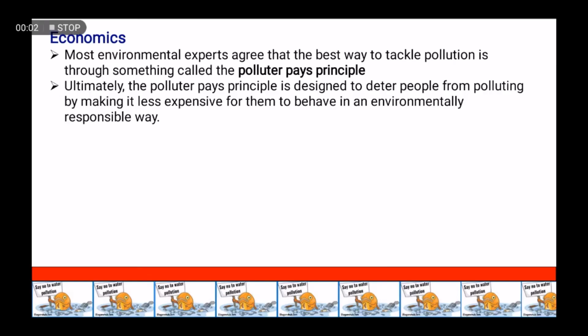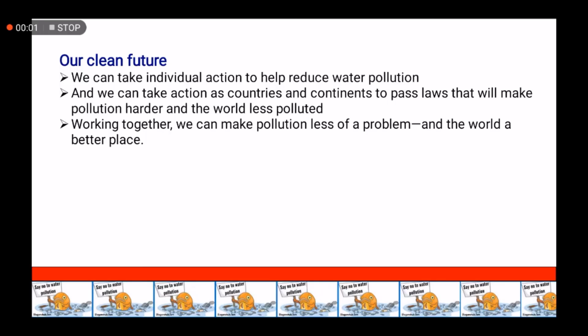And in terms of economics, most environmental experts agree that the best way to tackle pollution is through something called the polluter pays principle. Our clean future. We can take individual action to help reduce water pollution. And we can take action as countries and continents to pass laws that will make pollution harder and the world less polluted. Working together, we can make pollution less of a problem and the world a better place.